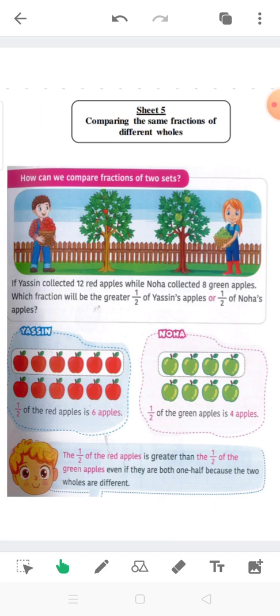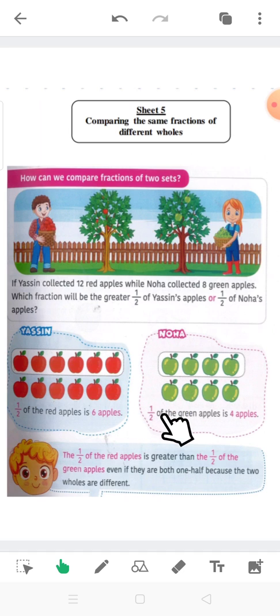Okay, let's see the next. Comparing the same fraction of different wholes. How can we compare fractions of two sets? If Yasin collected 12 red apples, while Noha collected 8 green apples, which fraction will be the greater? Half of Yasin's apples or half of Noha's apples? Okay, let's see here. Yasin has 1, 2, 3, 4, 5, 6. Half of them are 6. So half of the red apples is 6.